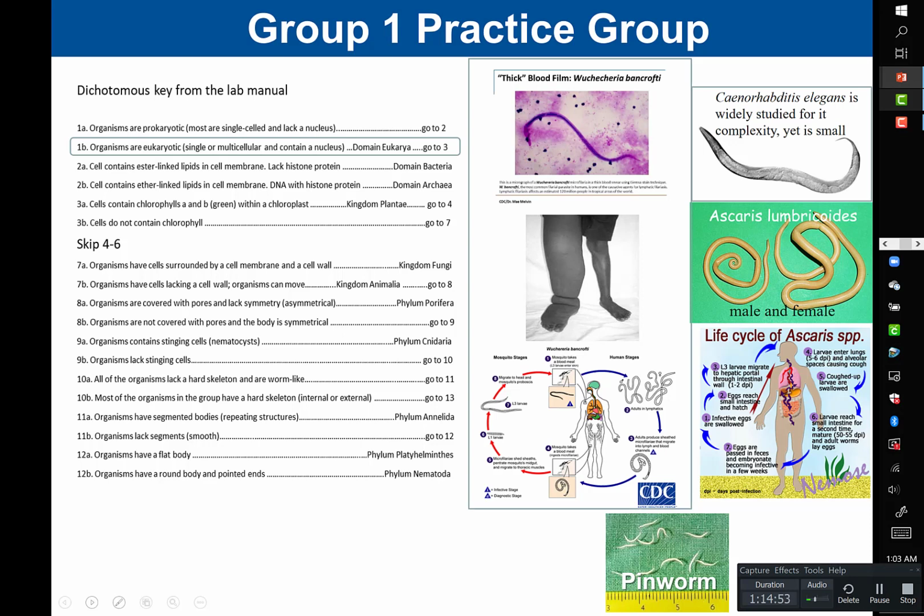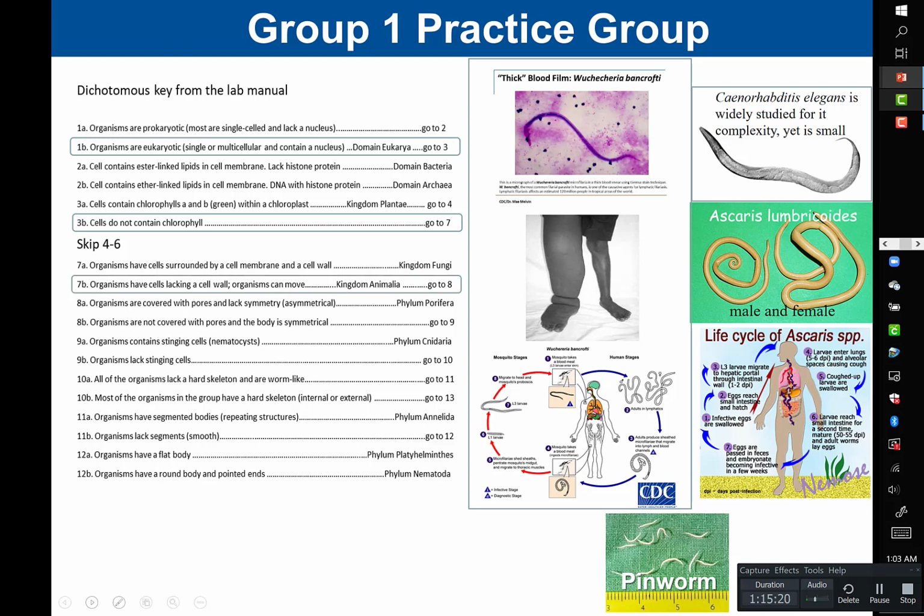Number 3 says cells contain chlorophyll A and B. So those green pigments within a chloroplast. If that's true, they're going to be in kingdom Plantae. So are these plants? Or cells do not contain chlorophyll. Go to number 7. Are these plants? Answer is no. Go to number 7. So we skip 4 through 6. We're going all the way to number 7.